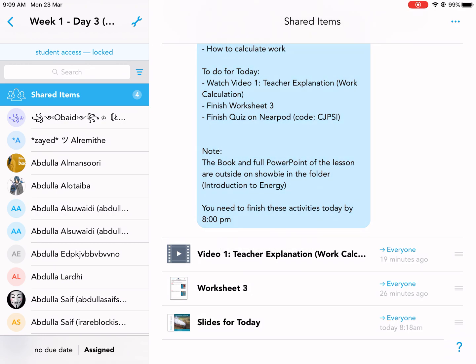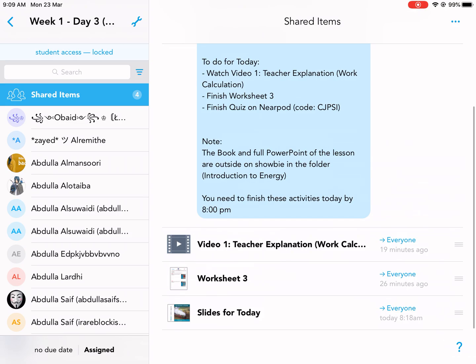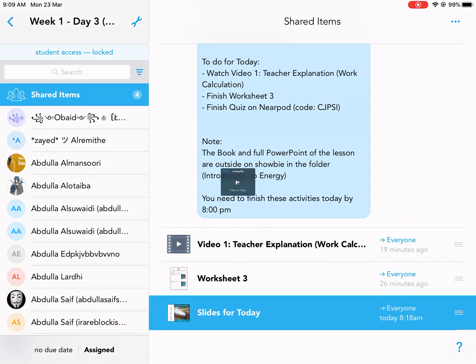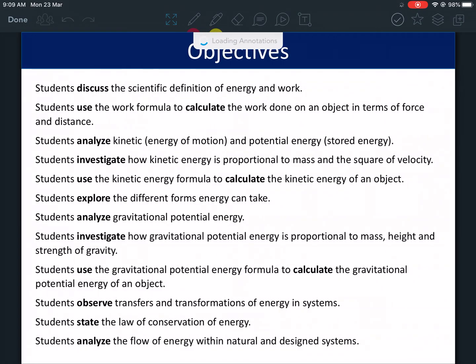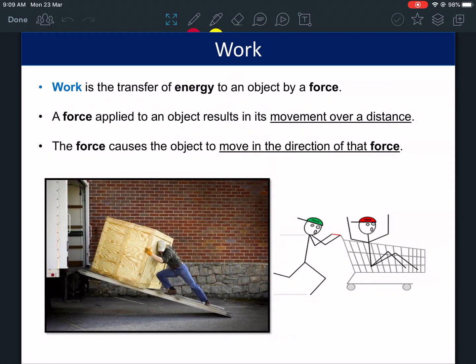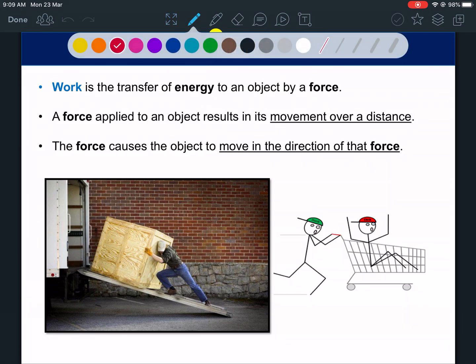Okay, so let's go in. These are the slides that you're going to need to study from for today, but I'm going to go in and explain the slides. Okay, so first, we're going to be talking about what work is.